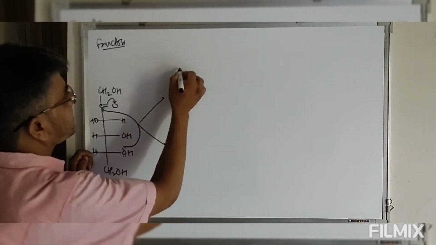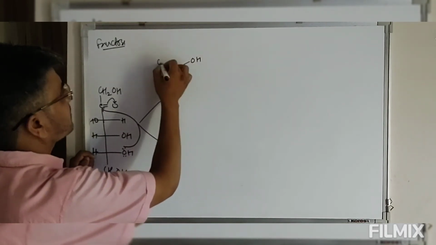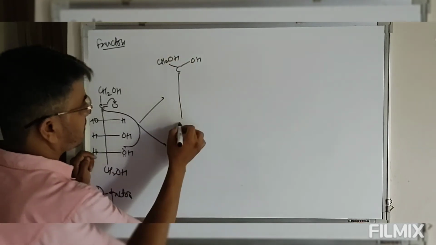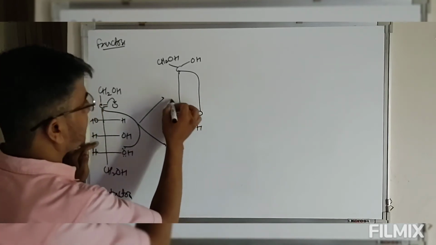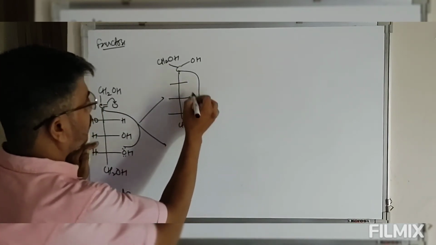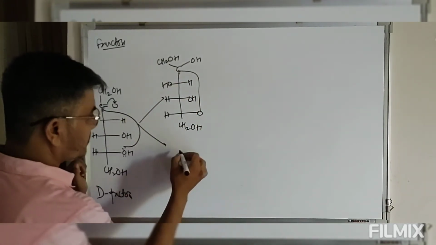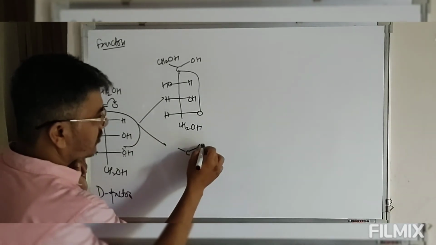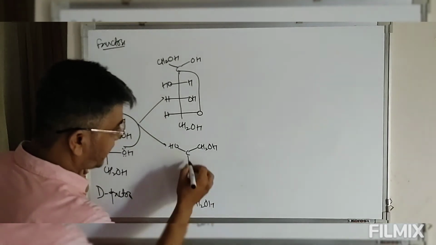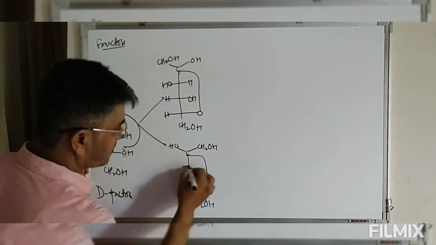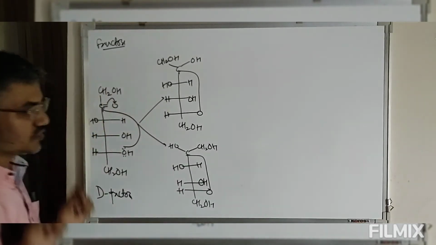So one of the possibilities is: we have OH, CH2OH, CH2OH, OH, OH, H, OH, H, H. This is one structure. The other possibility is: CH2OH, we have OH on the left side, CH2OH, H, OH, H, H. So these are the 2 possibilities.